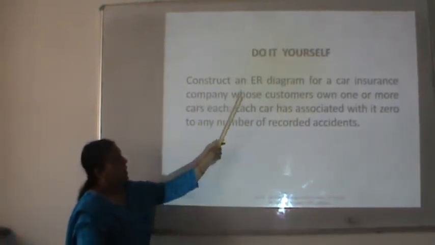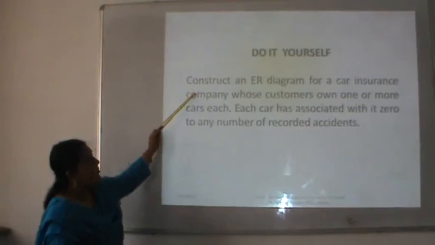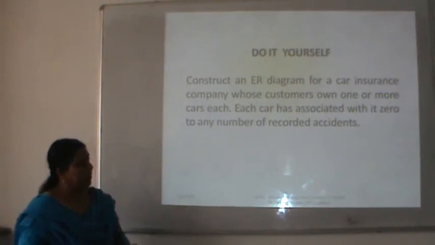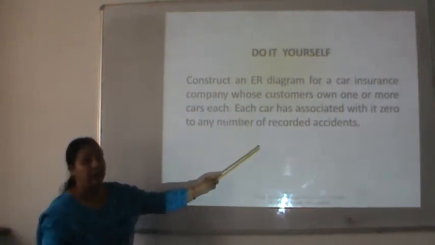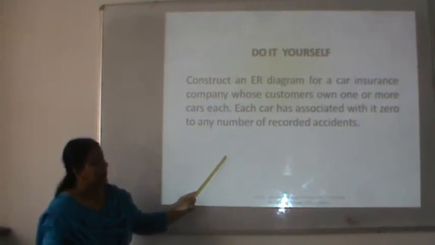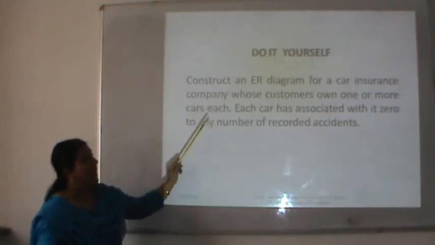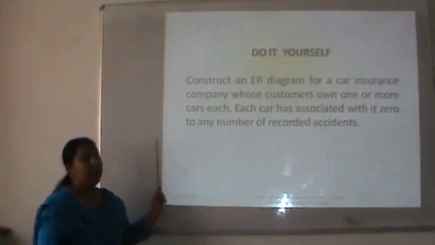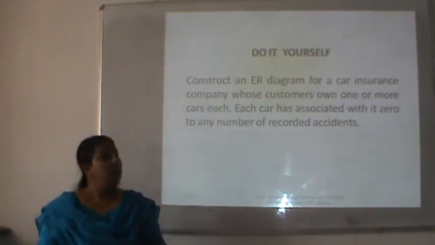After reading this paragraph, we can identify what the entities are. You need to first identify the entities, identify the attributes. If they are not given, you may create the attributes and see the relationship and the mapping that exists between those entities. Now, you can see customers own one or more cars each. So you can make out what type of mapping it is. Each car is associated with zero to any number of recorded accidents. So I'm sure now you will be able to draw an ER diagram for this.